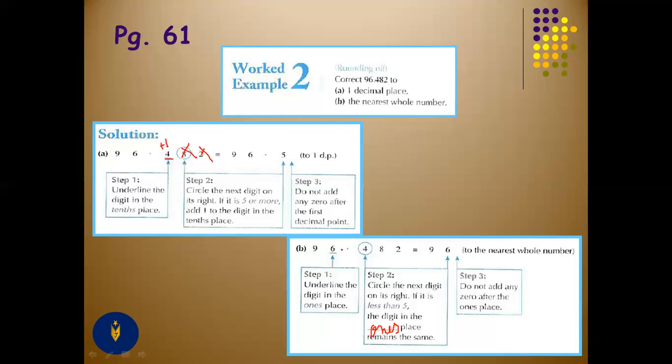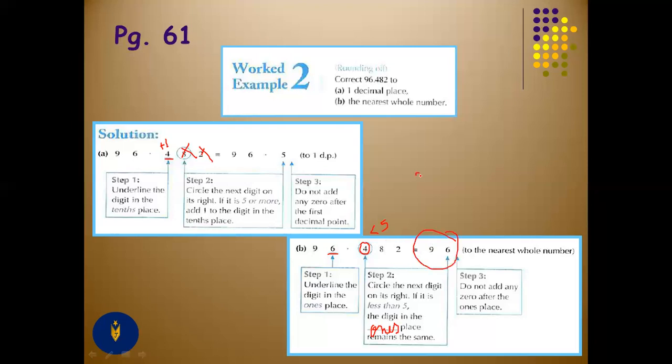So 96.482, पॉइंट से पहले जो डिजिट है दैट विल बी अंडरलाइंड, एंड पॉइंट के बाद जो फर्स्ट मोस्ट वैल्यू है दैट विल बी सर्कल्ड. इफ इट इज लेस देन 5, then we will not do anything with the underlined value, or if it would be 5 or greater than 5, so then we will add 1 to the underlined value. So at 96.482, this circled value is less than 5. So it means that we will not do anything with the value that is underlined. So 96.482 is equal to 96 to the nearest whole.